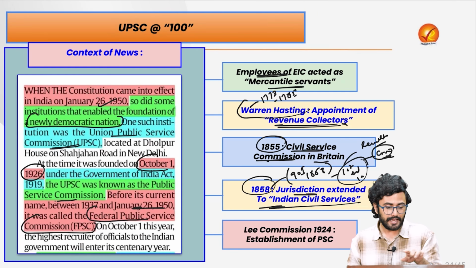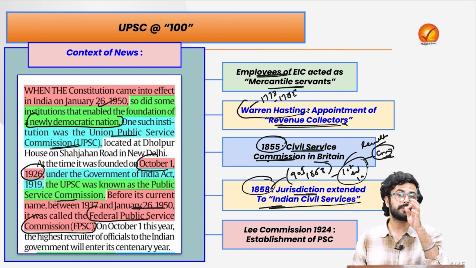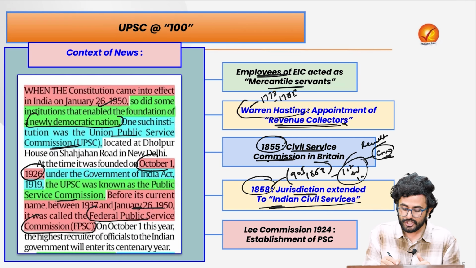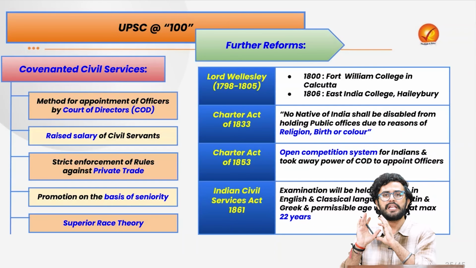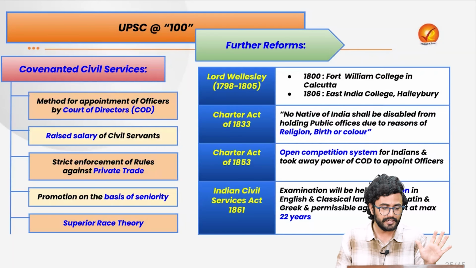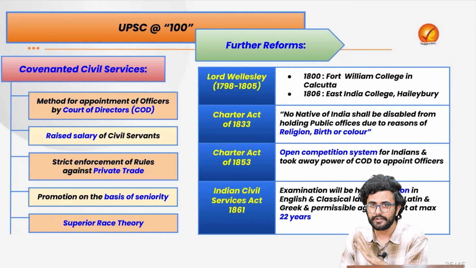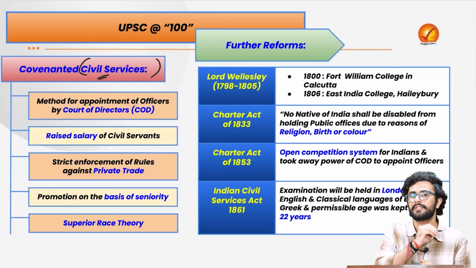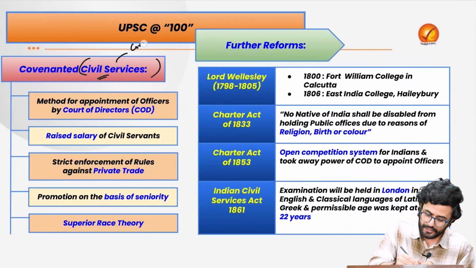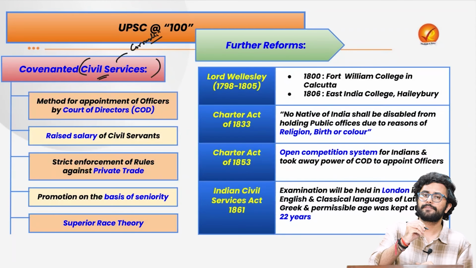Keep this in mind that in 1926, when this Public Service Commission was created, it was on the recommendation of the Lee Commission, which was formed in the year 1924. So we'll just have a very quick look at the evolution of the civil services in our country. The first and foremost is to understand the covenanted civil services, which was basically created by Cornwallis.